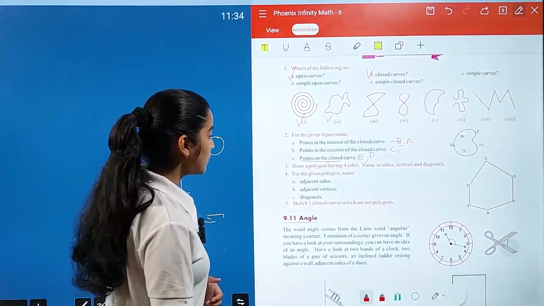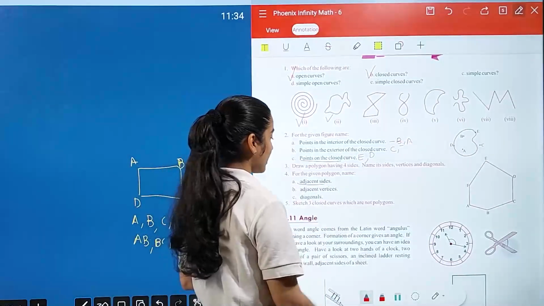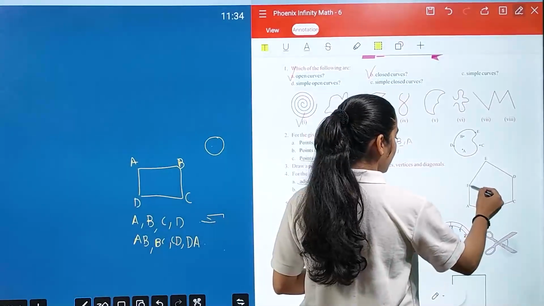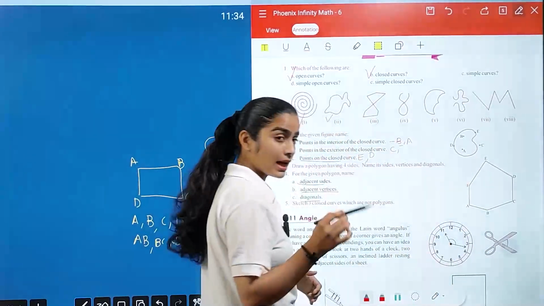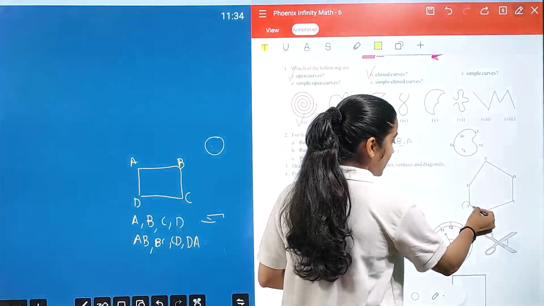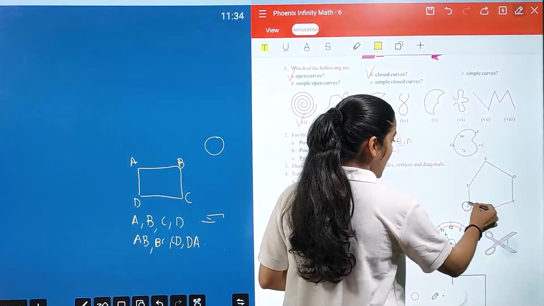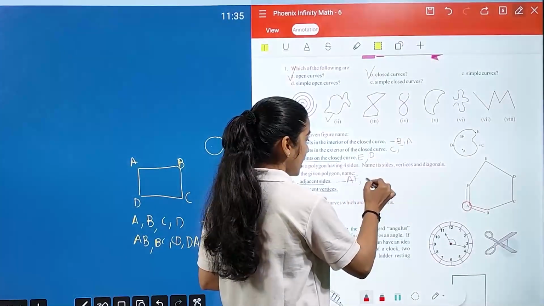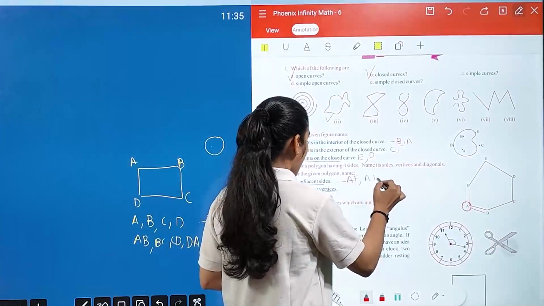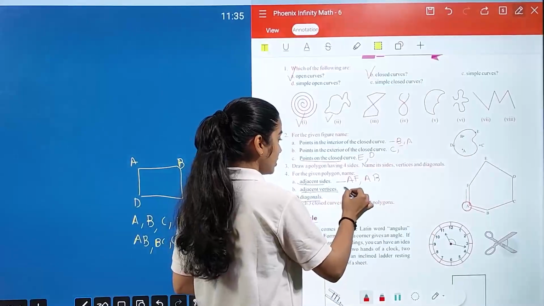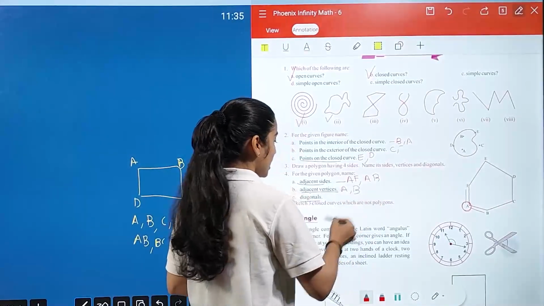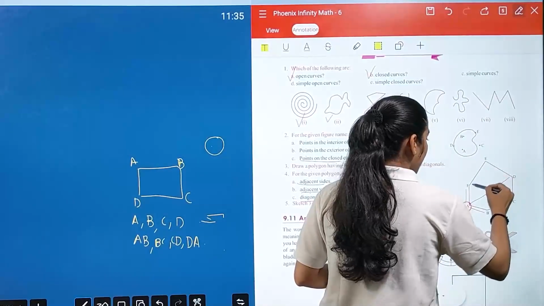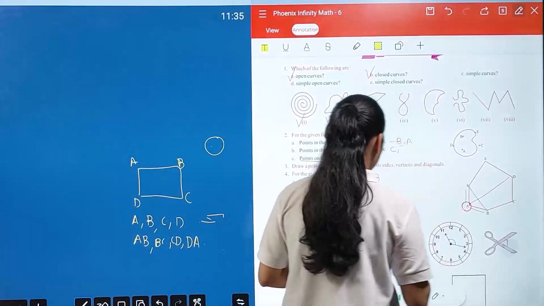After this, for the given polygon, name adjacent sides and adjacent vertex and diagonals. So adjacent vertex are F and A, where we have a same line. For example, same vertex A is a common vertex for AB and AF. So these are your adjacent sides, AF and AB. And adjacent vertex are also A and B. And now you can also write your diagonals. So AD and FB. So these are your diagonals.